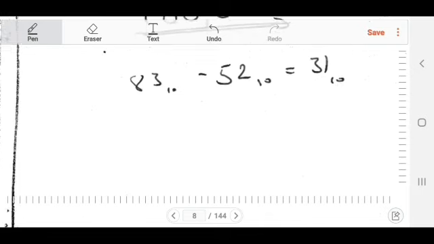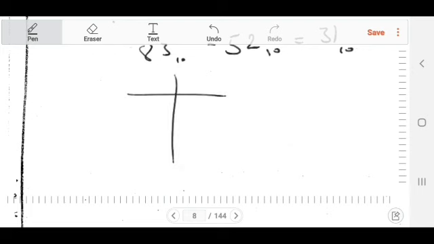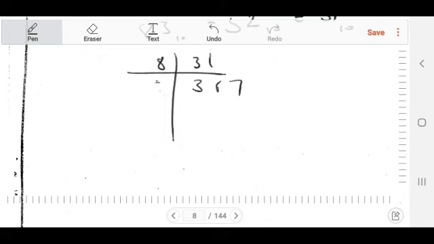Then convert that one to base 8. So let's do that. 31 there. 8 into 31, we get 3 remainder 7. Then 8 into 3, we get 0 remainder 3. So taking this one going up, we've got 37 base 8 as our answer.